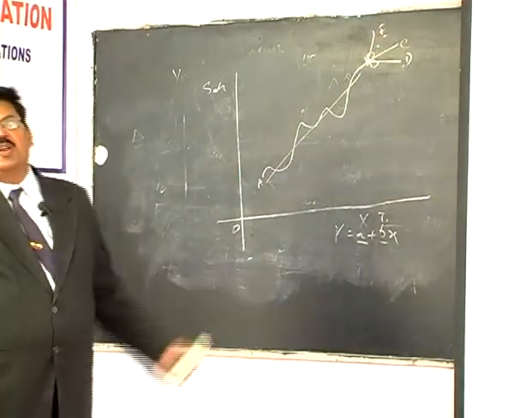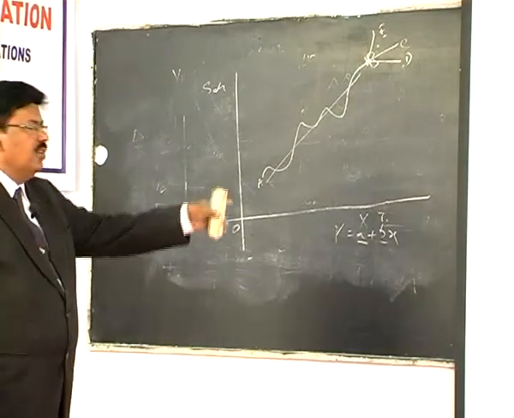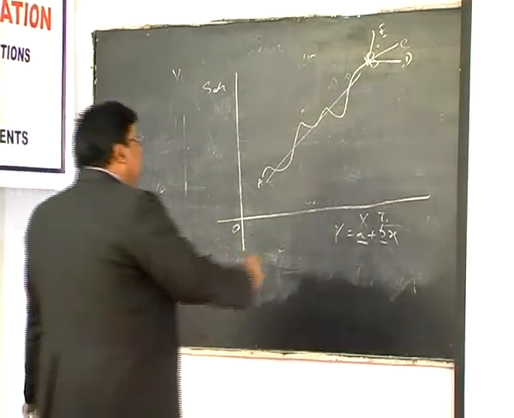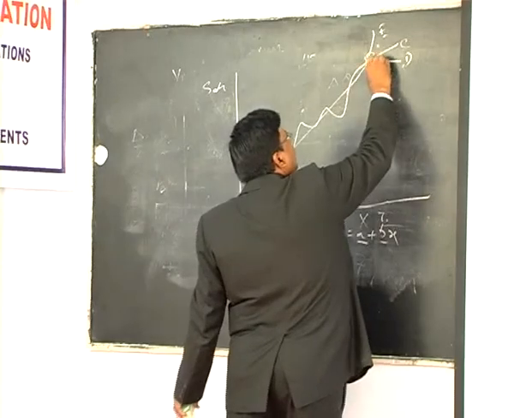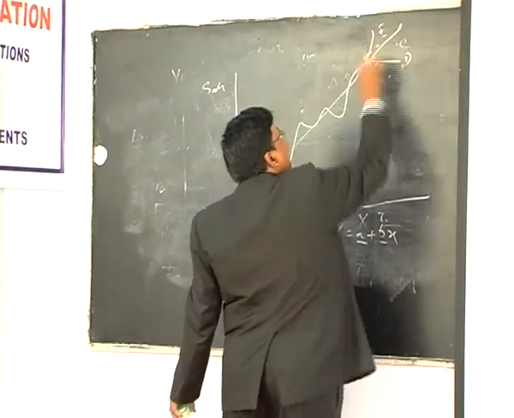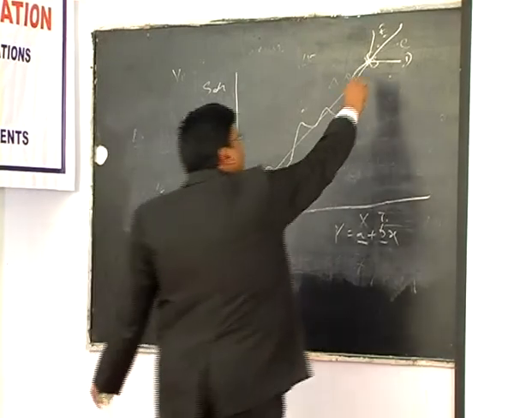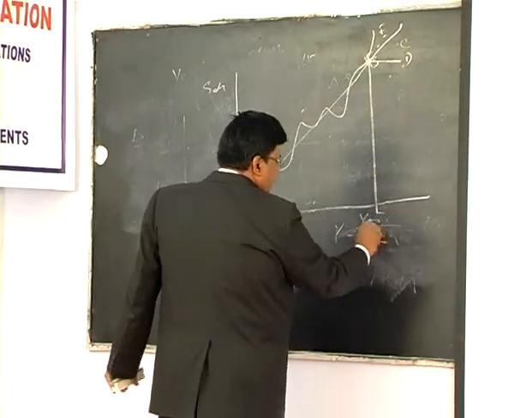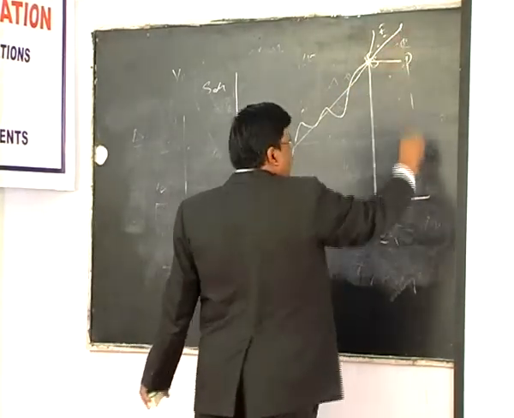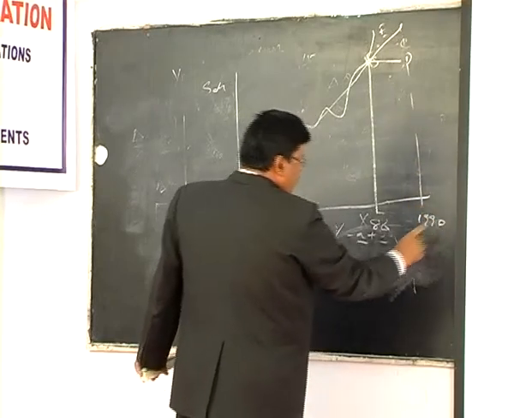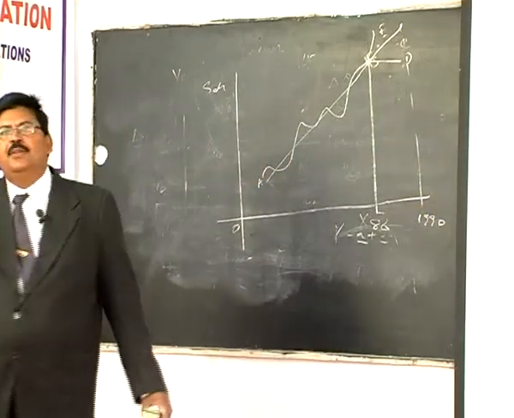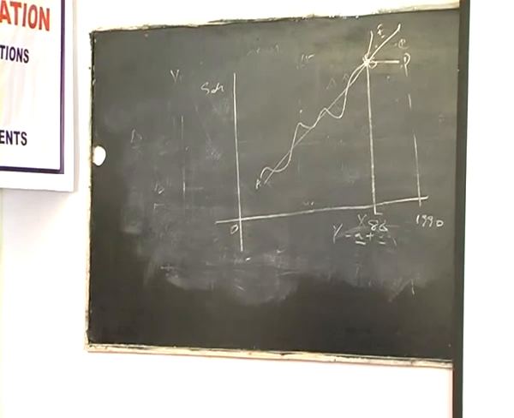So to avoid this problem, if you can calculate y is equal to a plus bx, that gives you the trend value like this, and you can extrapolate to the future time period up to 90. So we have calculated up to 86 data is given and you can extend to 90 using the trend value method.